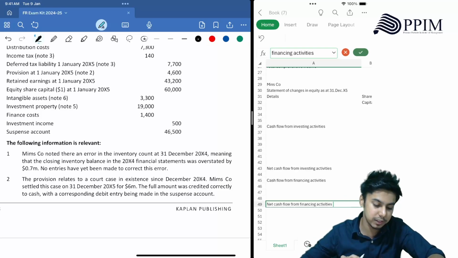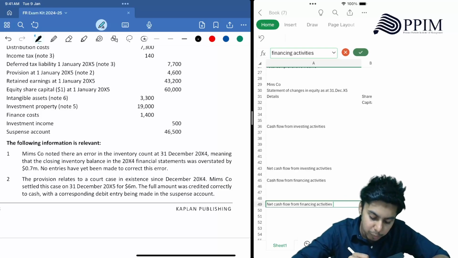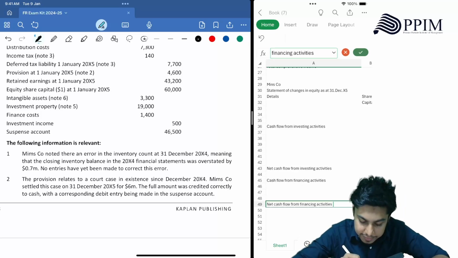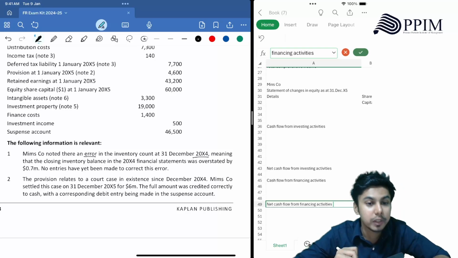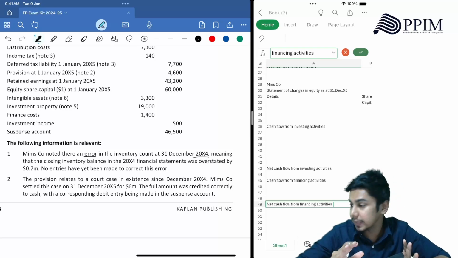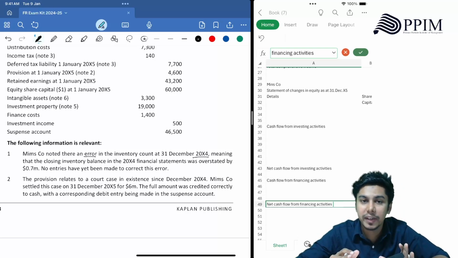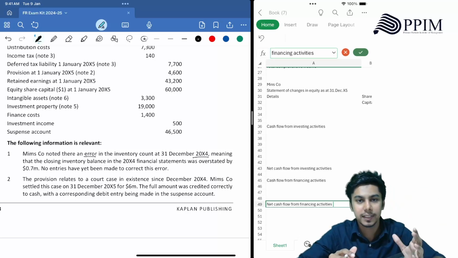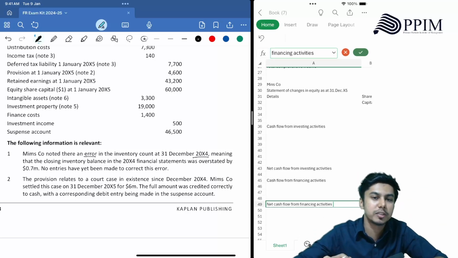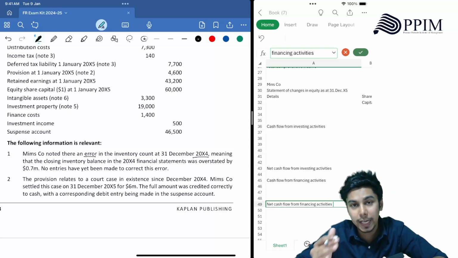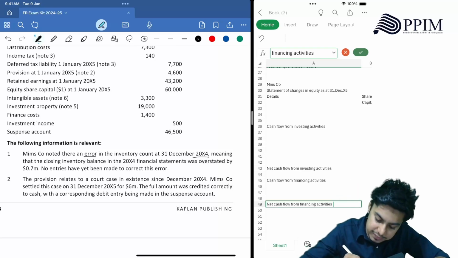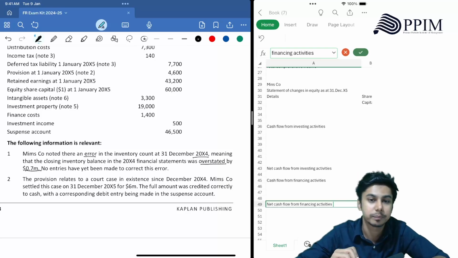Look at the first question. MIMS Corporation noted that there is an error in the inventory count in 2004. This mistake happened last year, but only now have we come across this mistake. Last year, the closing inventory balance was overstated by 0.7 million.